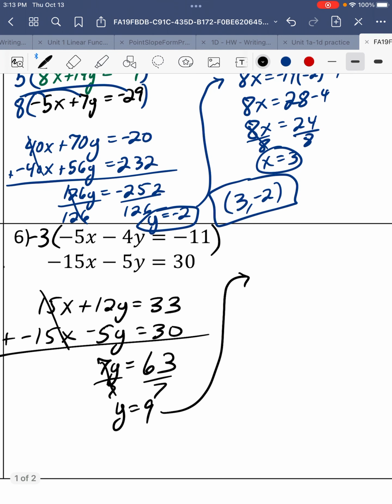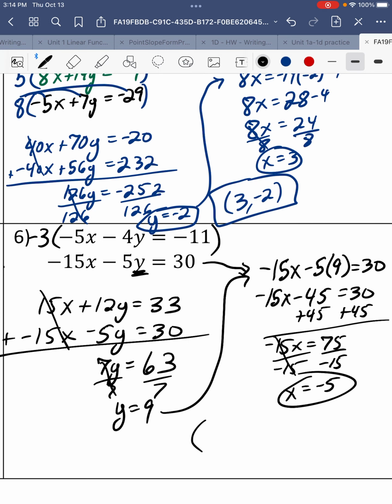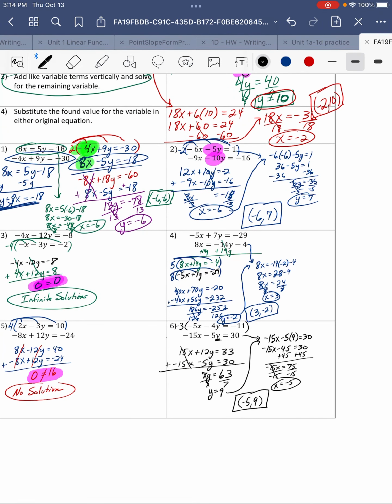Let's take that and let's move. I'm going to take that bottom equation just because, I don't know, it seems all right. Just numbers. We'll multiply them. Substitute in y equals 9 for the y. And let's simplify. 5 times 9 is 45. Add 45. Divide by negative 15. X is going to equal negative 5. So the x value is negative 5, the y value is 9. And there we go. There is all of the classwork worked out.